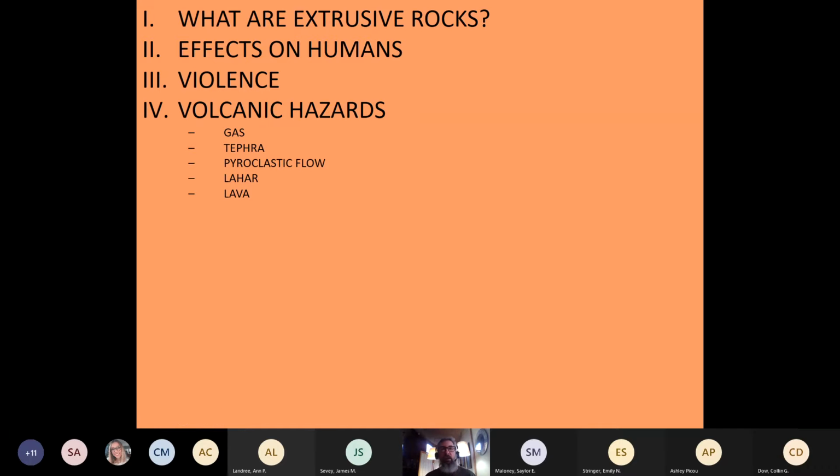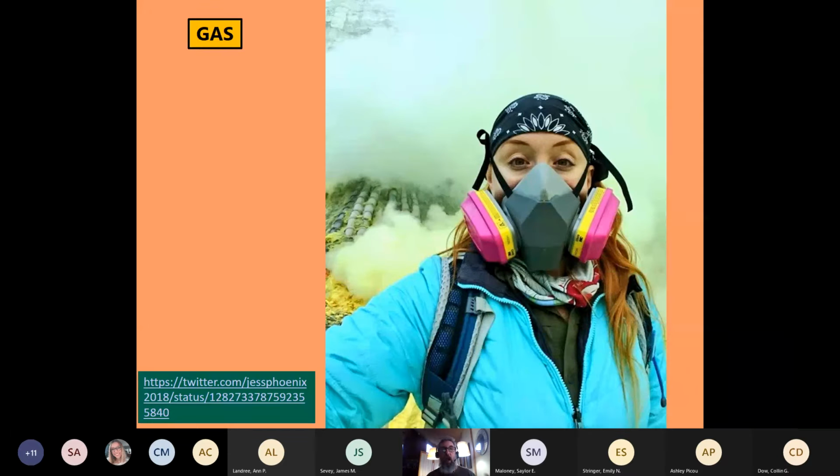So all volcanoes are emitting gases. Some of them toxic. Actually, most of them are toxic. Even that cloud looks kind of yellow, but don't breathe in a yellow cloud if you have a choice.